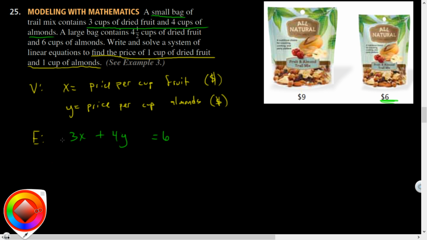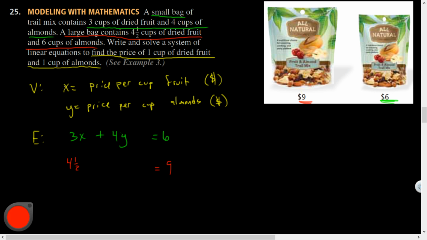All right, so let's try to write another equation regarding the large bag. So a large bag contains, there's a fraction in it. And the large bag is equal to $9. So what equals $9? Well, the number of cups of dried fruit, so 4.5, multiplied by the price per cup, plus the number of cups of almonds, 6, multiplied by the price per cup of almonds, y. That's what I would end up having. So now I've got this system, and you guys are good at solving systems, right? The tough part is that writing these equations is usually the difficult part.